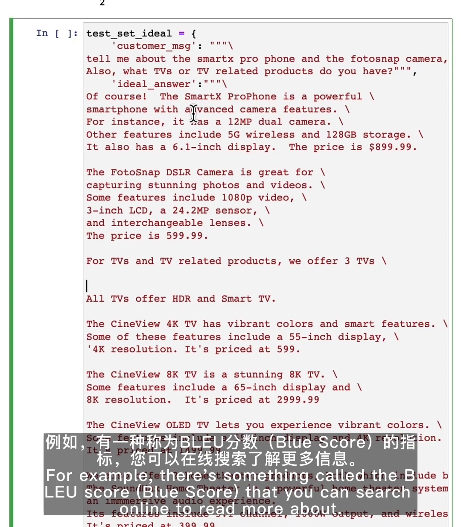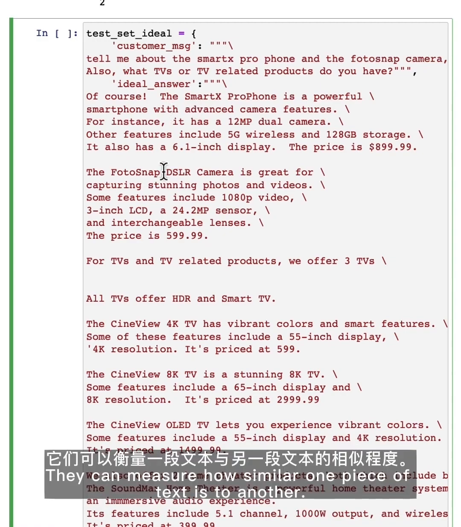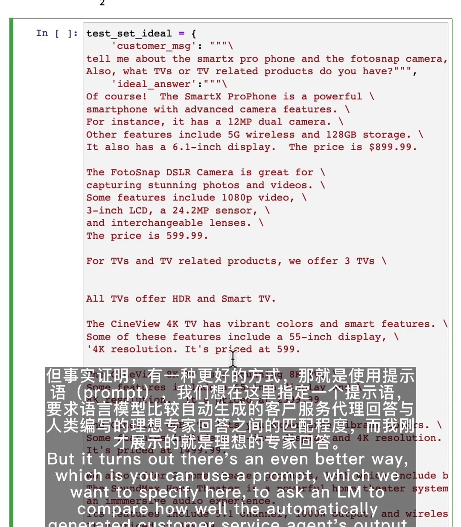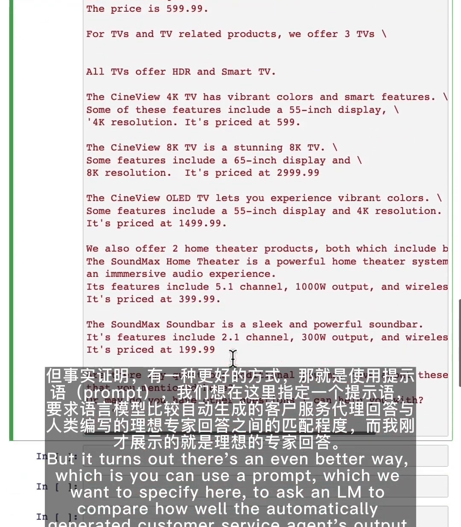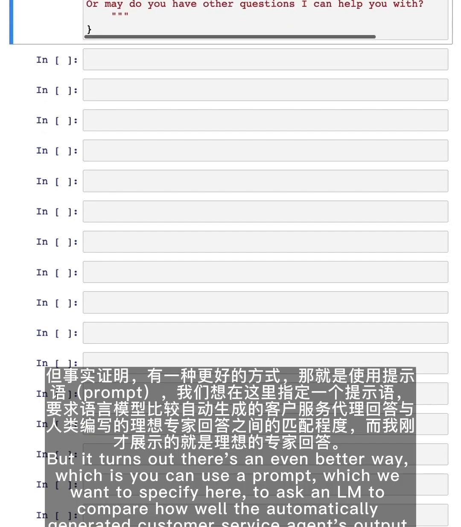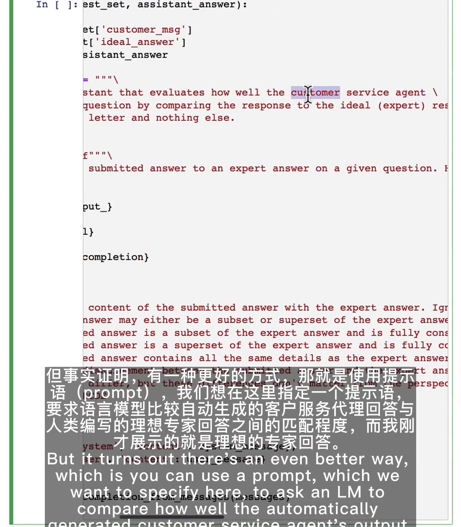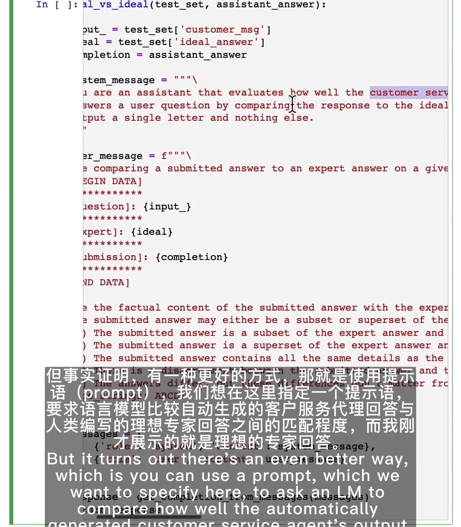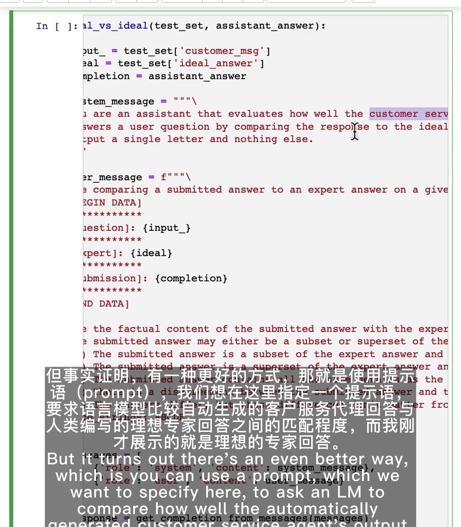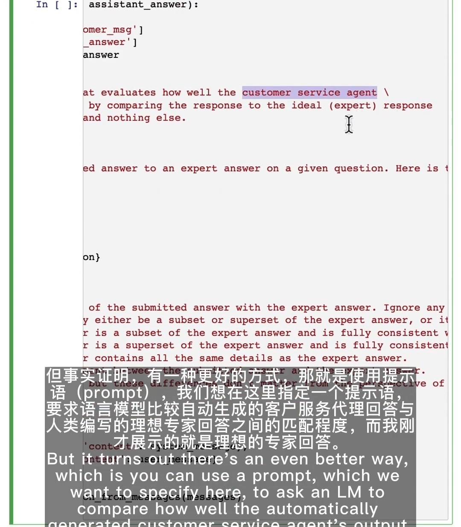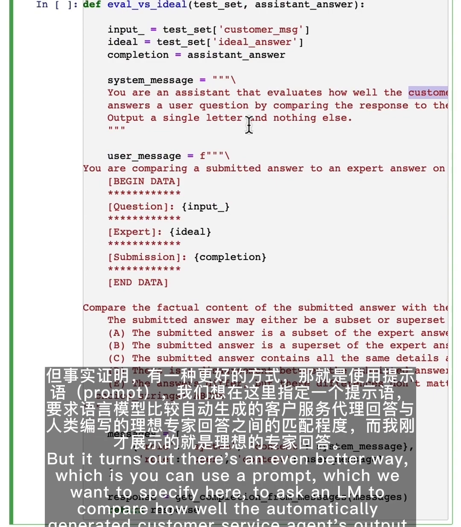For example, there's something called the BLEU score, that you can search online to read more about, that can measure how similar one piece of text is from another. But it turns out there's an even better way, which is you can use a prompt, which I'm going to specify here, to ask an LLM to compare how well the automatically generated customer service agent output corresponds to the ideal expert response that was written by a human that I just showed up above.